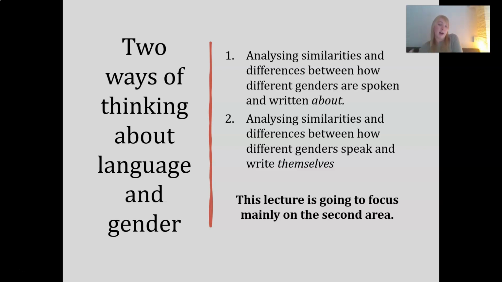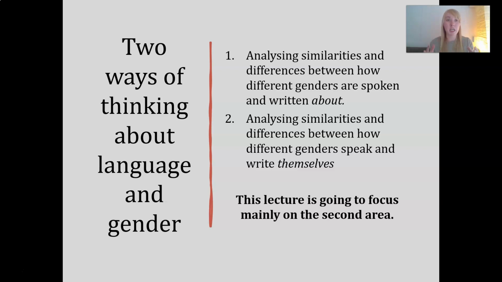We could also think about analysing similarities and differences between how the different genders speak and write themselves. This is a really central question in an area of linguistics called sociolinguistics that's very interested in variation between people who have different characteristics. That's not something we're just interested in relation to gender. You will also find lots of research around age. So do younger and older people speak in different ways, for example? Do people from different regions speak in different ways? We could talk about people with different backgrounds or who work in different professions, people of different races and ethnicities.